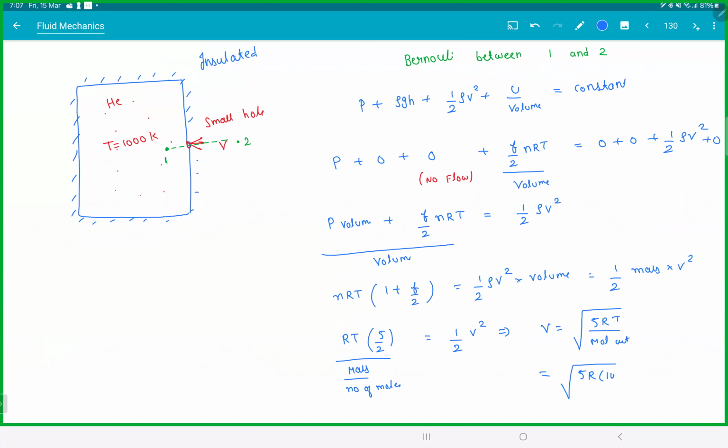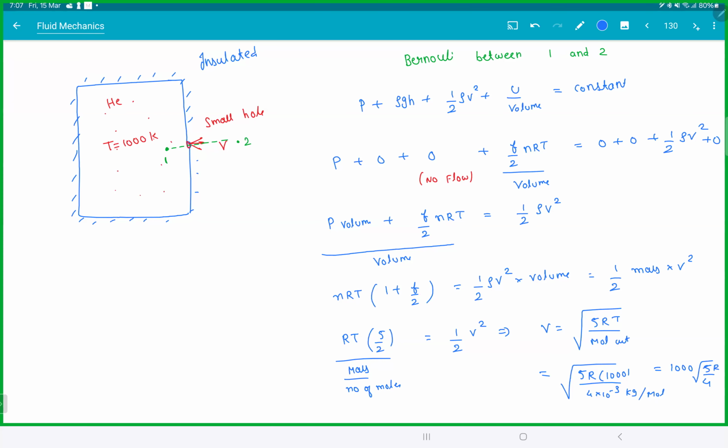Temperature is 1000 and molecular weight of helium is 4 gram. That is 4 into 10 power minus 3 kg per mole. 1000 comes out, 1000 root 5 R by 4. Clear? Remember, molecular weight should always be in kgs. What you have is 4 gram per mole, so you have to write 4 in kg. That's how you do this thing.